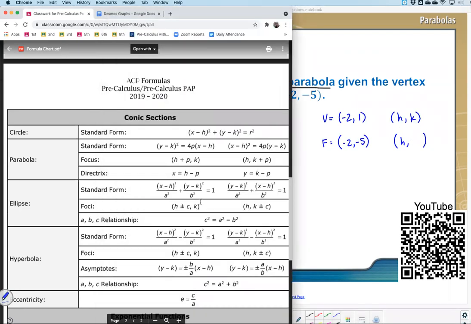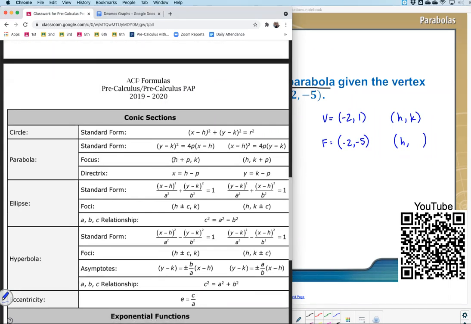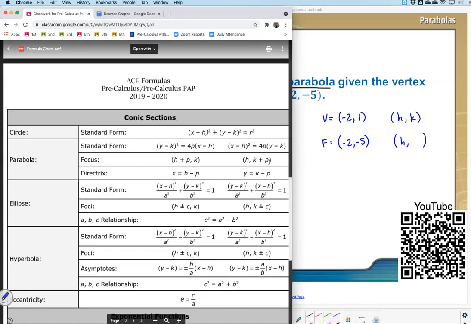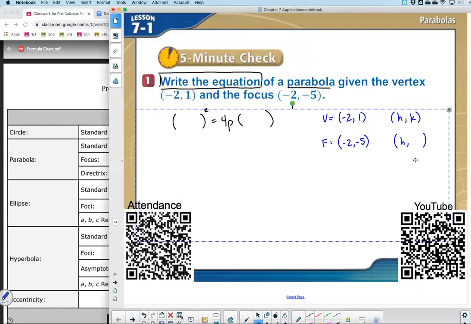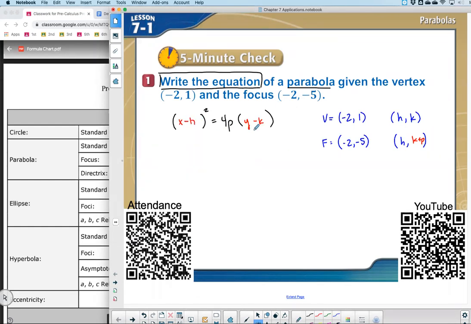So if I go over to the formula chart and I look at both options, this is our horizontal parabola, this is our vertical parabola. If you look at the focus underneath each one, you'll see that on the horizontal parabola, it's the x value that changes, that'd be h plus p. But in our case, we will need the y value to change. So it's going to be everything listed on the right side. This is going to be k plus p. That's what this value is going to represent here. And we now know that since it's a vertical parabola, you would have y minus k in this parenthesis and x minus h in this parenthesis.